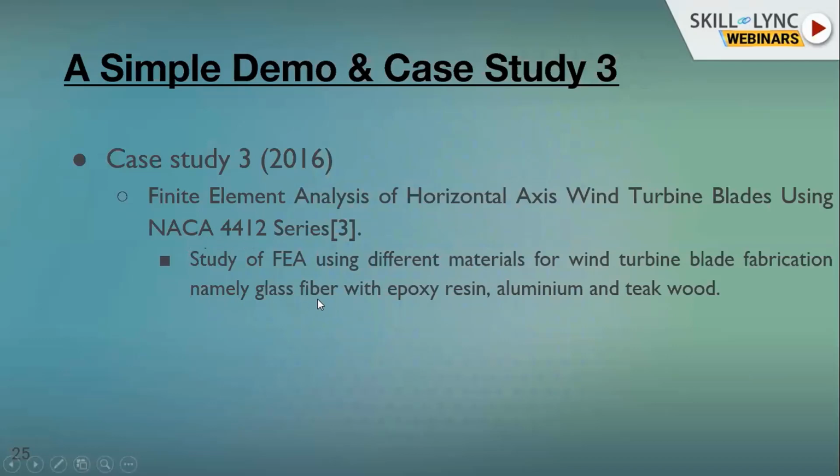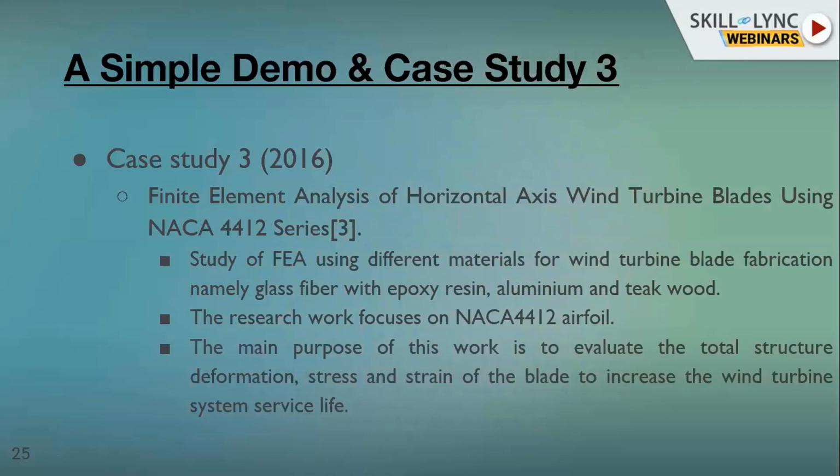The first material is glass fiber with epoxy resin, the second is aluminum, and the third one is teak wood. The research work focuses on the NACA 4412 series, and he has come to some conclusions. Based on different materials, he has studied how this depends on structural analysis like deformation, stress and strain, and how it improves the wind turbine service life.